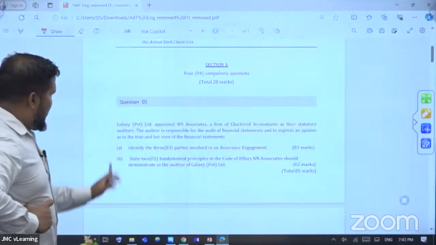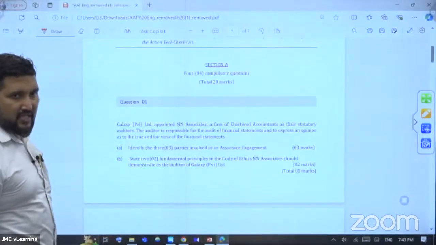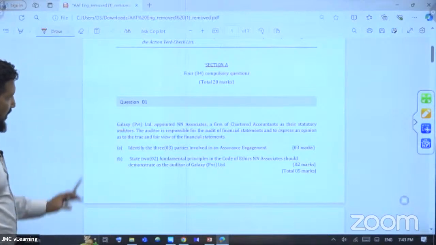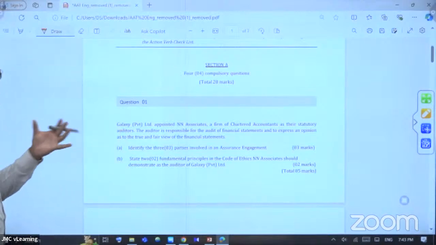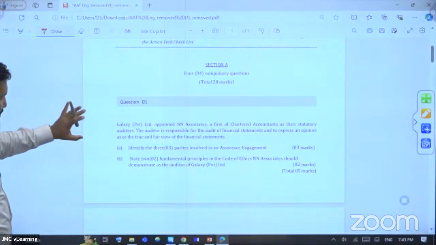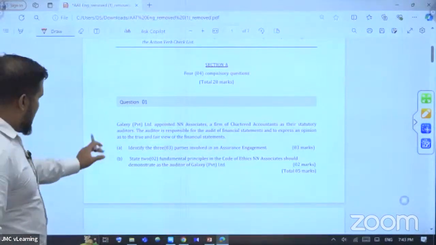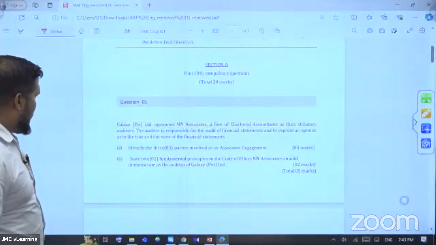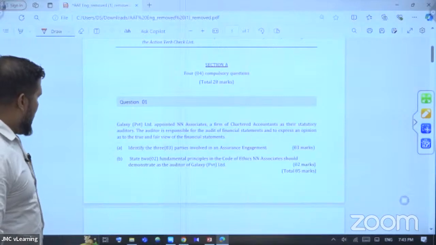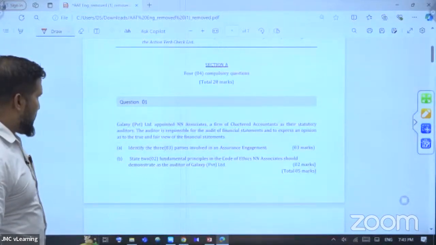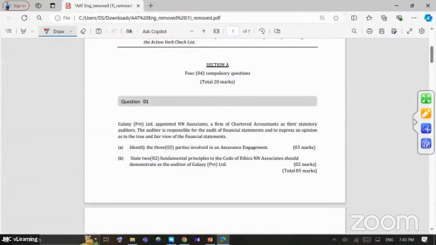So question number 1. If there are theoretical aspects which have been directly tested, I'm not going to spend my time on that, so we'll talk about the theoretical aspects straight away. Galaxy Private Limited appointed NM Associates, a firm of chartered accountants, as their statutory auditor. The auditor is responsible for the audit of the financial statements and to express an opinion as to the true and fair view of the financial statements. Identify 3 parties involved in the assurance engagement. So basically, this is tested from assurance engagement.